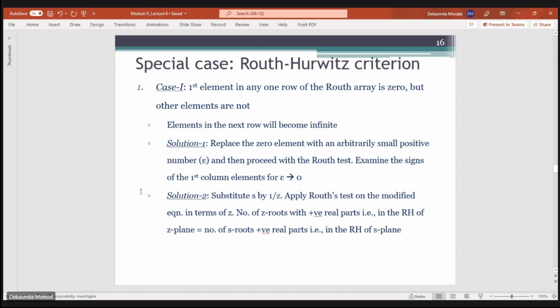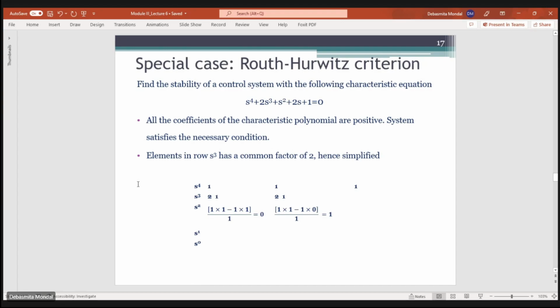So in such a condition, there are two ways of tackling this problem. The first way is that you replace the element which is 0 with an arbitrarily small positive number epsilon. Once you replace that 0 with epsilon, you subsequently proceed with the Routh test. You form the rest of the array, and once you have formed the array completely, you examine the signs of the first column, provided that the value of epsilon is tending to 0. Okay, so let's see.